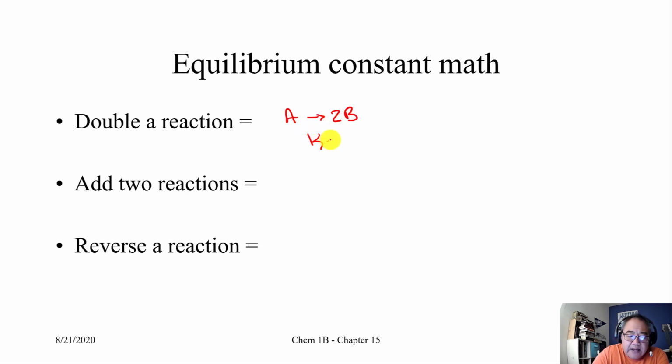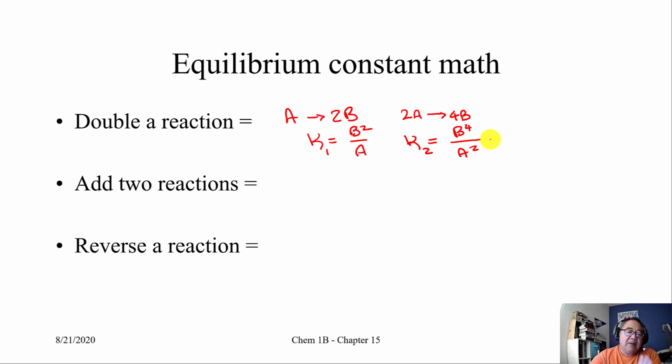Well, the K for that will be equal to B squared over A, right? But what if I doubled that reaction? Well, then that would be 2A goes to 4B. So what does that do? I'll call this K1 and this K2. What does that do to the equilibrium constant? Well, that's just going to be B to the fourth over A squared. Now, how is K2 related to K1?